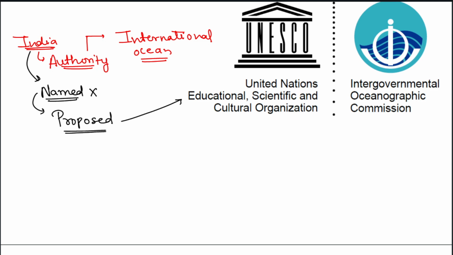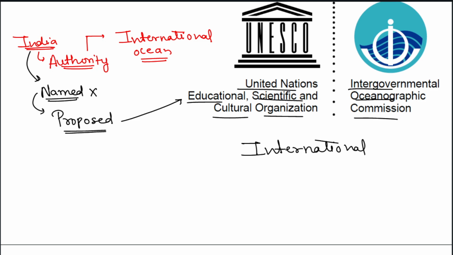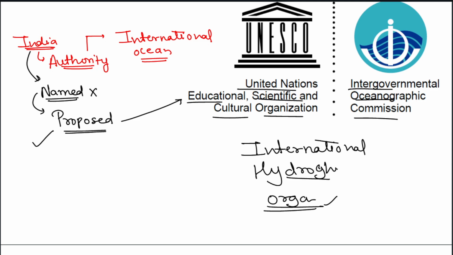These names have been awarded by two organizations: the United Nations Educational, Scientific and Cultural Organization's Intergovernmental Oceanographic Commission, the IOC, and the International Hydrographic Organization. So the names have been awarded by these two, and they were proposed by India. These structures are located in the Indian Ocean, which is also why India's proposed names have been accepted.